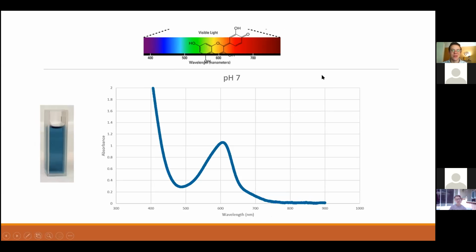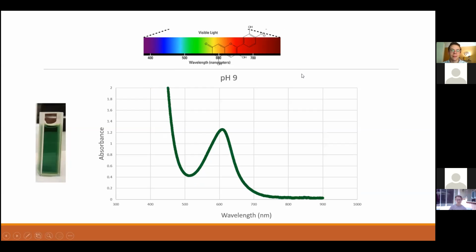So we're on track so far. We're doing great. At a pH of 7, we absorb pretty much in about 605 nanometers or so. And that's pretty solidly in the orange, while the complementary color to orange is blue. And again, that is exactly what we see. So we're still on track.